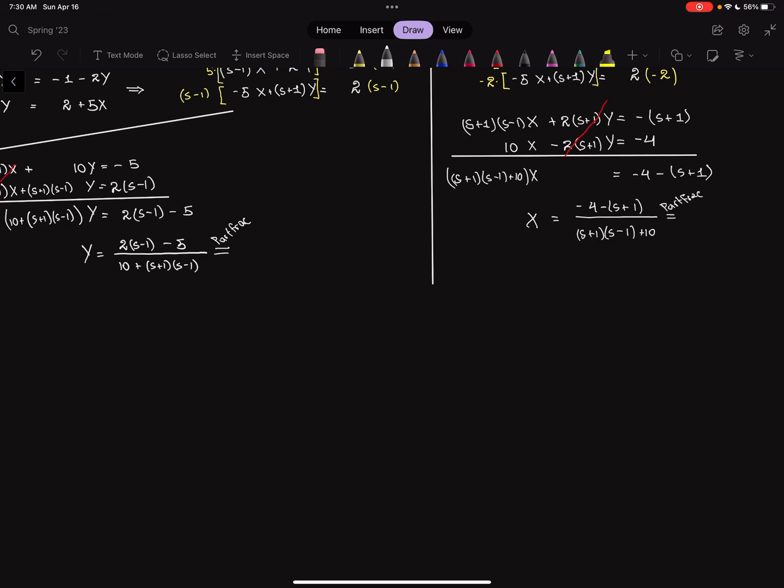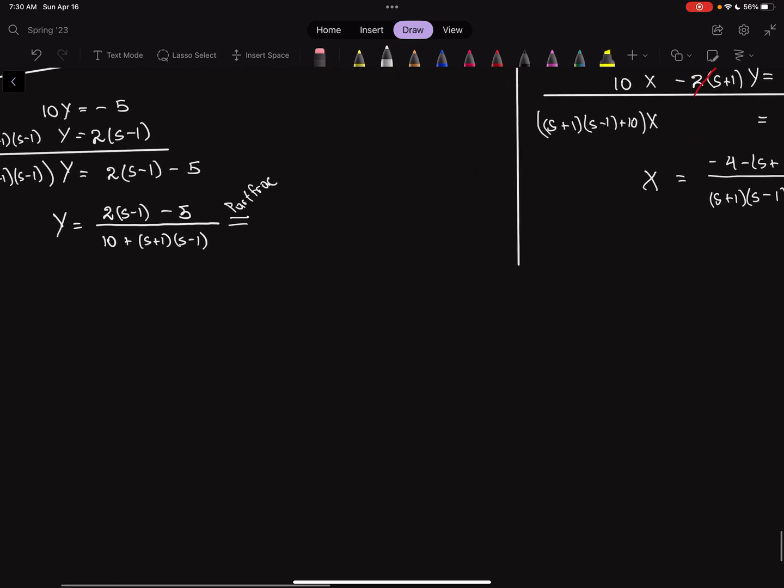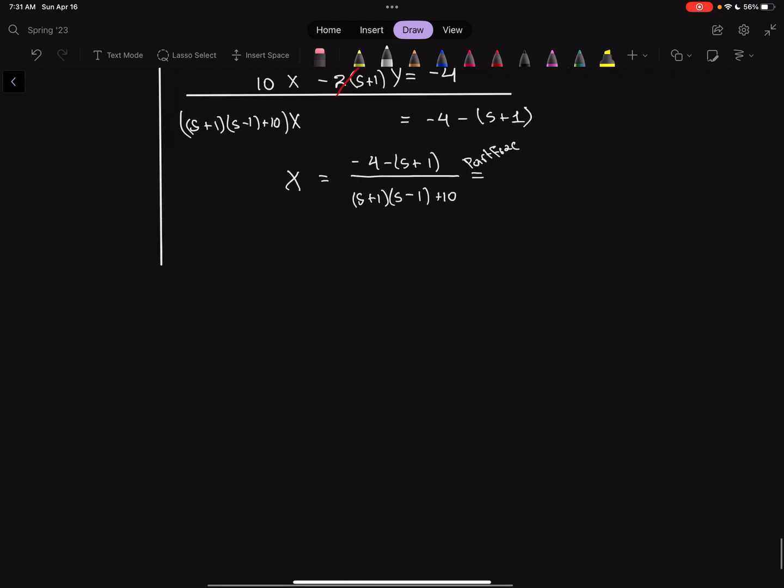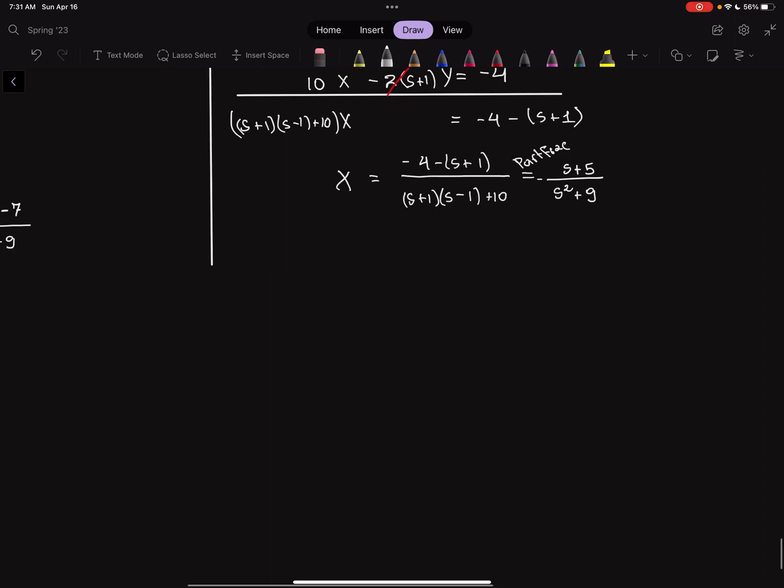And we get these two partial fractions. We get, let's see, for the y, we get 2s minus 7 divided by s squared plus 9. On the right, we get s plus 5 divided by, and here we want a negative in front, s squared plus 9.